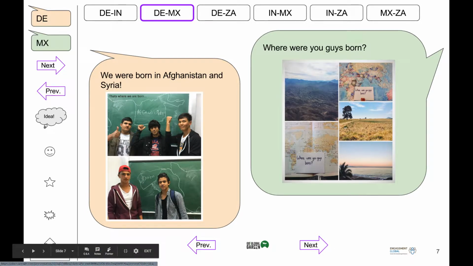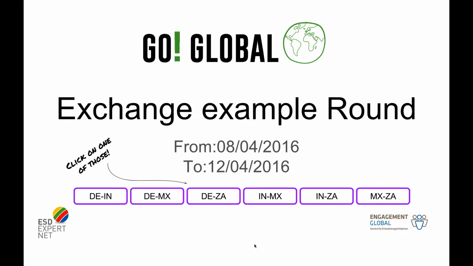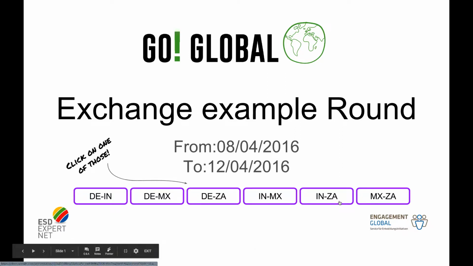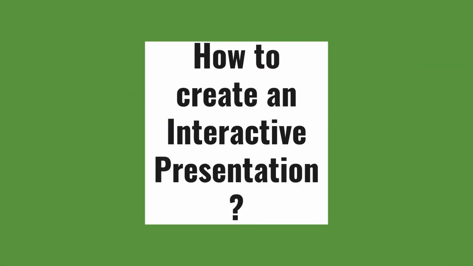We always have here a button which goes to the main menu, and we can select another chat room between the four different countries in our case. So this is what we meant by using these interactive presentations as a possible activity in the virtual exchange in Go Global. So how do we create these interactive presentations?